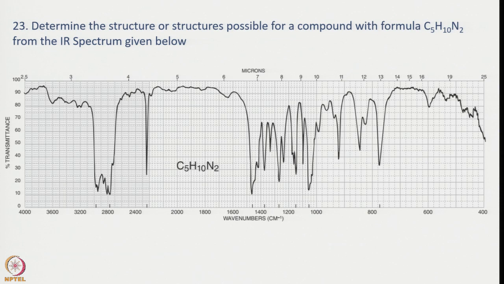Now I have a question fully based on IR data. You can see here, determine the structure or possible structures for a compound with formula C5H10N2, and the spectrum is given here. As I mentioned, first you should look into the molecular formula, and then we should find out the hydrogen deficiency index. I am sure you are familiar with that formula.